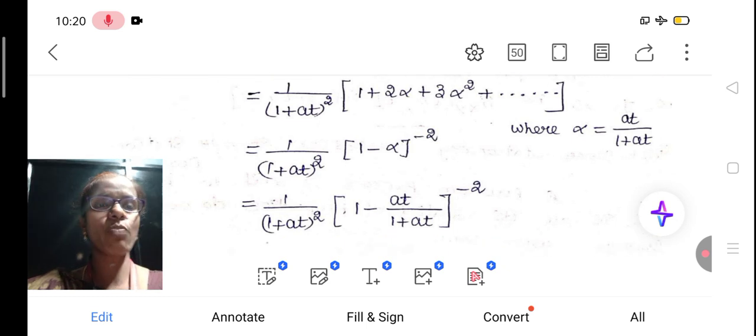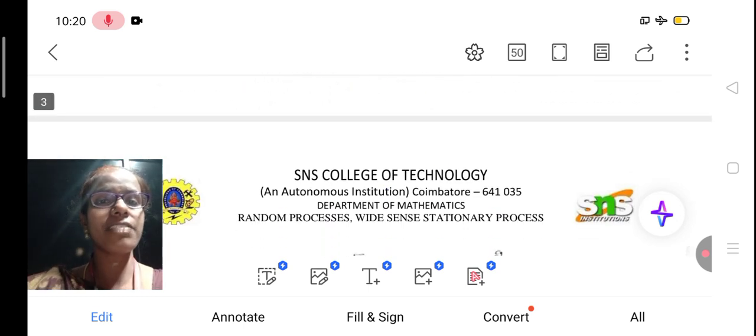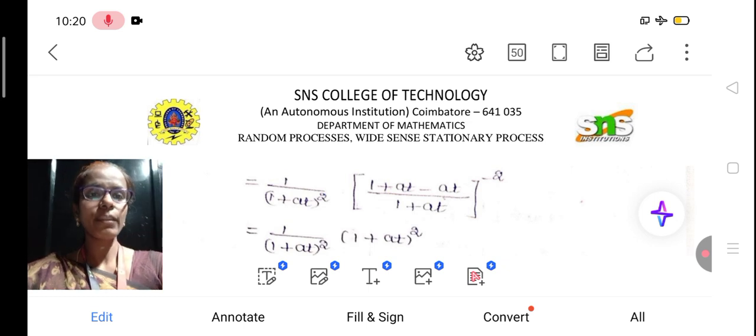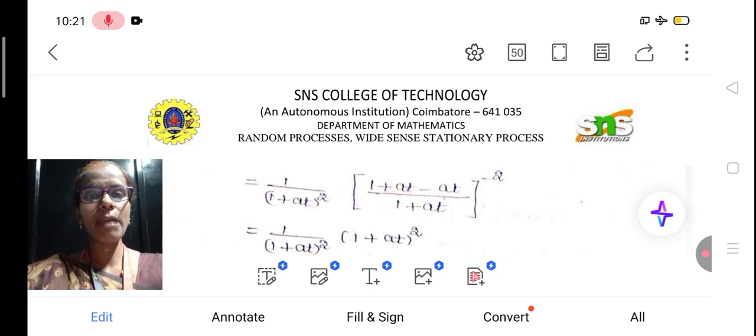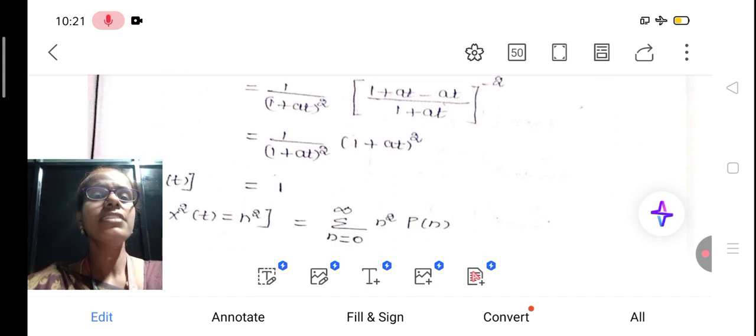So which is (1 minus alpha) the whole power minus 2, and just replace alpha value, which is at by 1 plus at. Take LCM as 1 plus at, and the numerator is 1 plus at minus at, so at minus at will be cancelled. The remaining one is (1 by 1 plus at) the whole power minus 2. Make the negative power positive by writing its reciprocal, which is (1 plus at) the whole square. So (1 plus at) the whole square cancels, and finally we are getting the answer as 1.